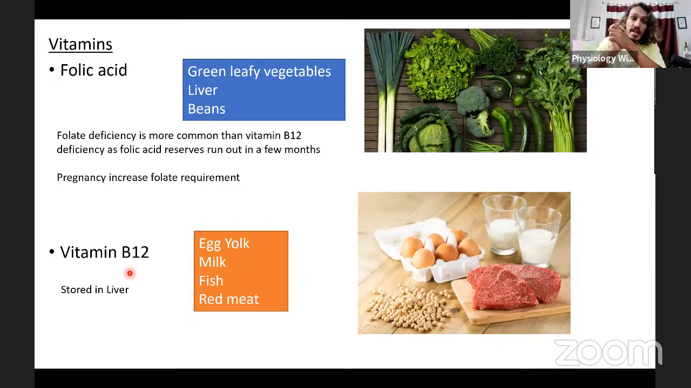Folic acid, on the other hand, its reserves run out in a few months. And especially certain situations like pregnancy increase its requirement also. So imagine if its reserve is less and now the person gets pregnant and its requirement is increasing. That is where you have to understand that folic acid deficiency will manifest much faster than vitamin B12.